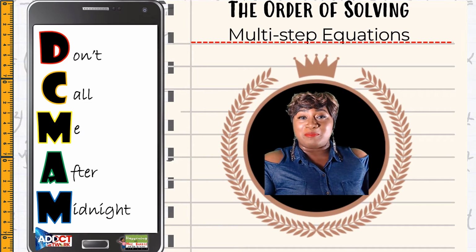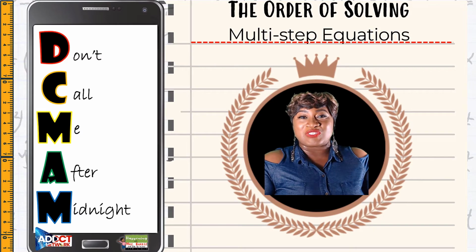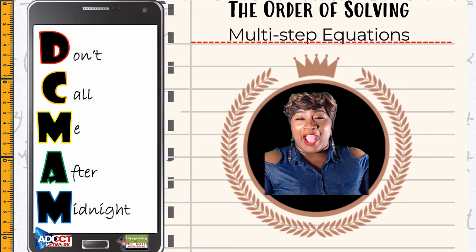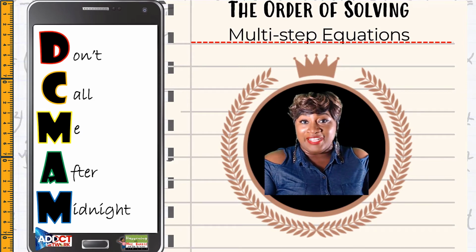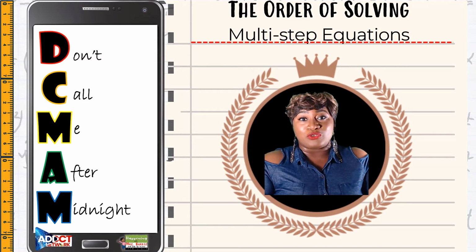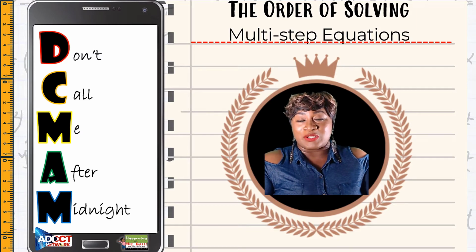The order of solving multi-step equations. Don't call me after midnight. This acronym will be used to give us a specific order to solve multi-step equations. It is kind of similar to the acronym we use for the order of operations, PEMDAS, or Please Excuse My Dear Aunt Sally, which is also an order that we use to solve the operations of addition, subtraction, multiplication, or division. Don't Call Me After Midnight, or DCMAM.